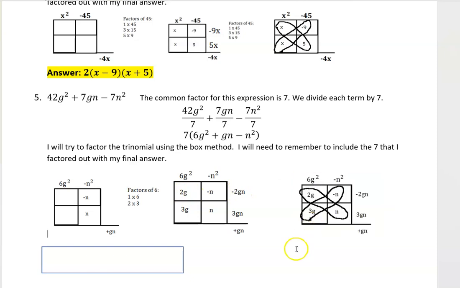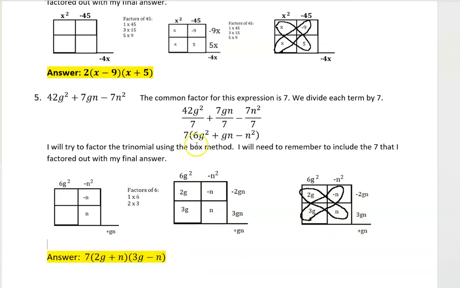And then I'm going to take my answer off the diagonal, 3g minus n, 2g plus n, and I'm going to remember that I took out that common factor of 7, and that would be my final answer.